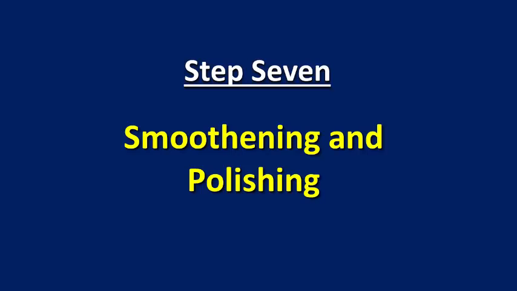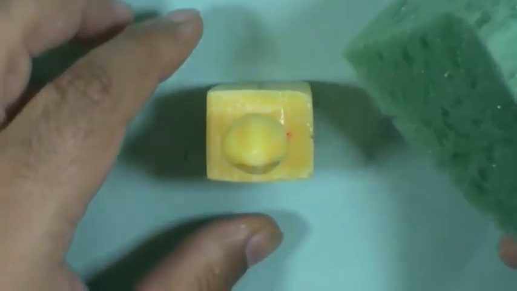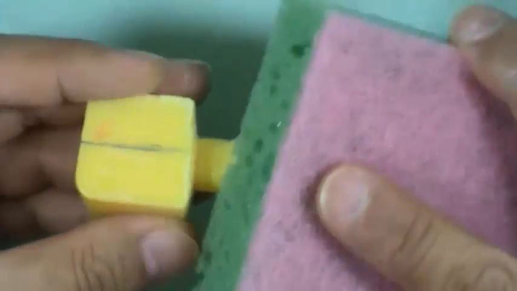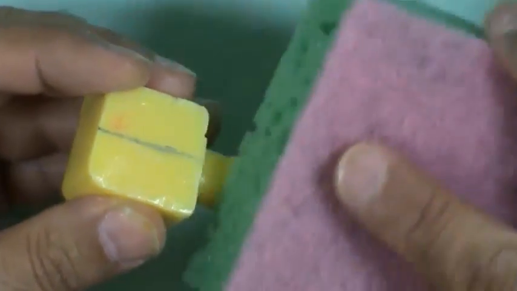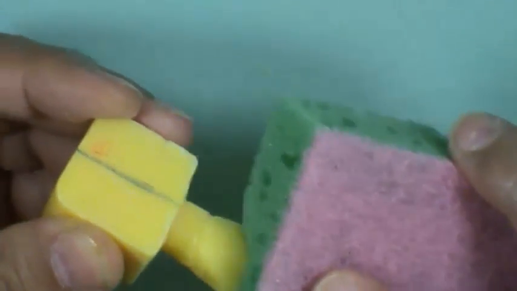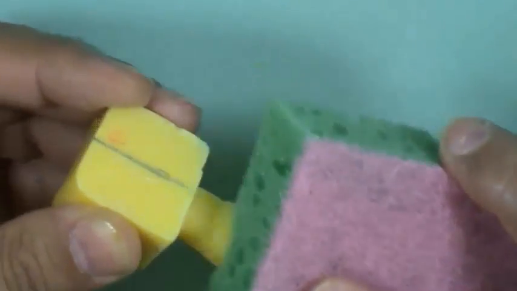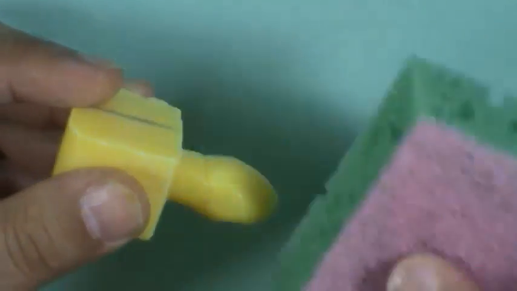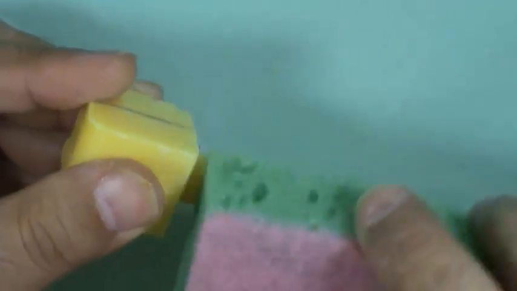Step 7. Smoothing and polishing. After finishing the carving, we could use a sponge and rub it very carefully on the figure, not applying too much pressure because it may break, in order to smoothen the final carved tooth.